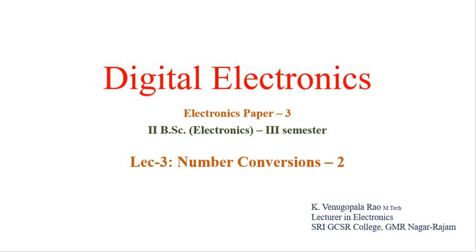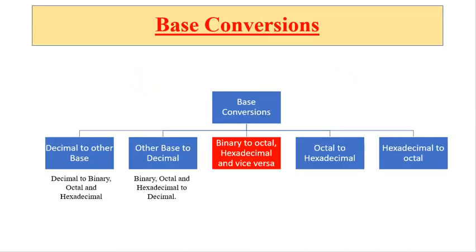In the previous lecture, we discussed how to convert decimal numbers into other bases, that is, into binary, octal, and hexadecimal, and the conversion of other numbers into decimal as well. In this lecture, we are going to discuss the conversion of binary numbers into octal and hexadecimal and vice versa. That is, the conversion of octal and hexadecimal numbers into binary.